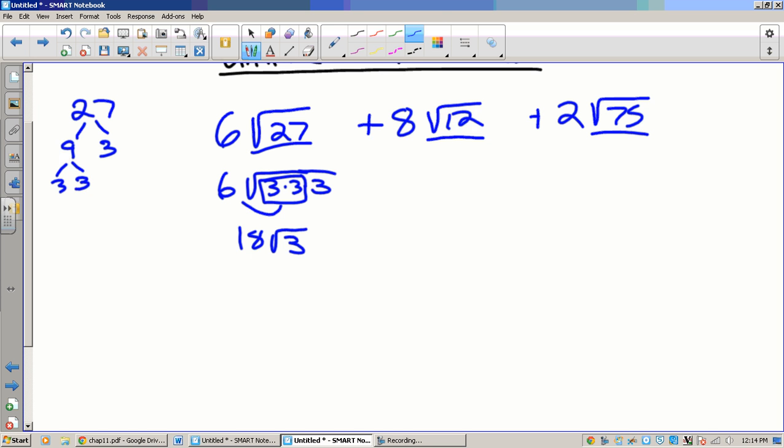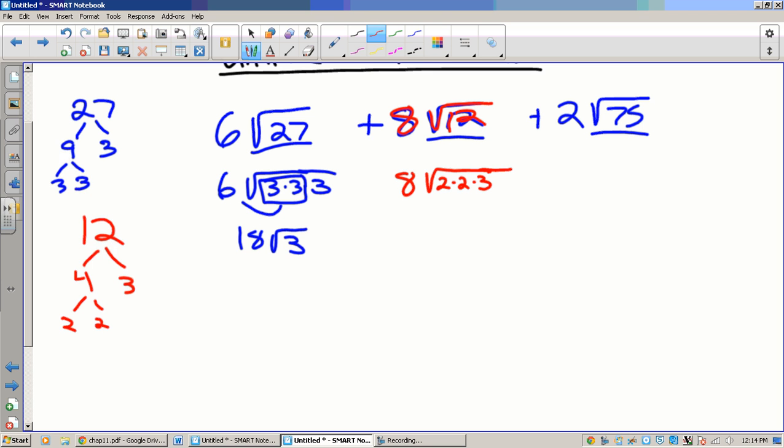Next I'll do 12 over here. So why don't I do this one in red? So I've got 12, and I'm going to do the prime factorization of this. So I've got 4 times 3. You could have started with 6 times 2, but it doesn't matter. And then I've got 2 times 2. So over here I've got 8 times 2 times 2 times 3.